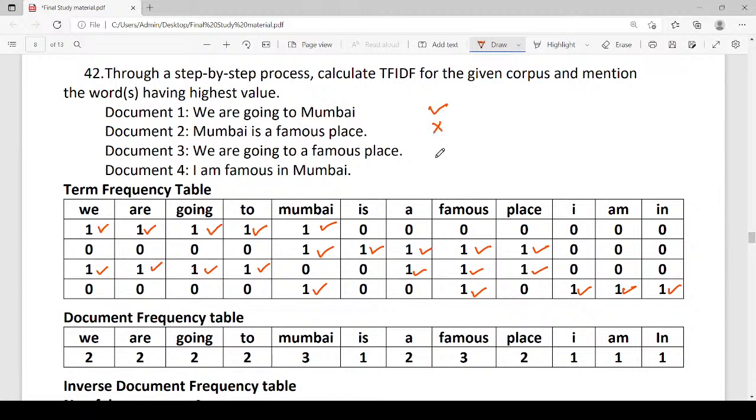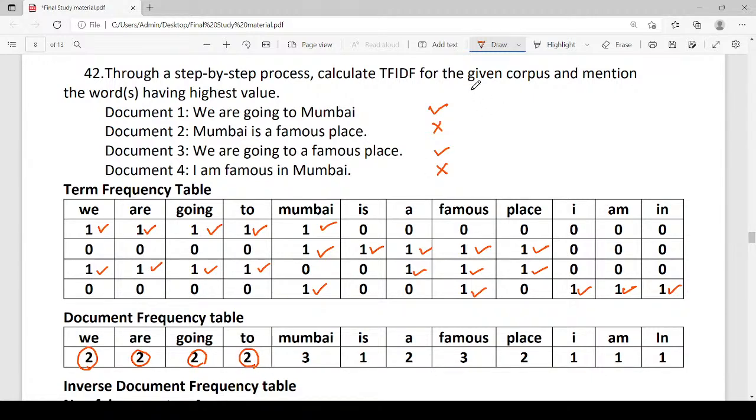It is not there in the second document. It is there in the third document. It is not there in the fourth document. So the document frequency for V is 2. Now the same way R is there in document 1 and 3, so 2. Going is also there in document 1 and 3. 2 is also there in document 1 and 3.